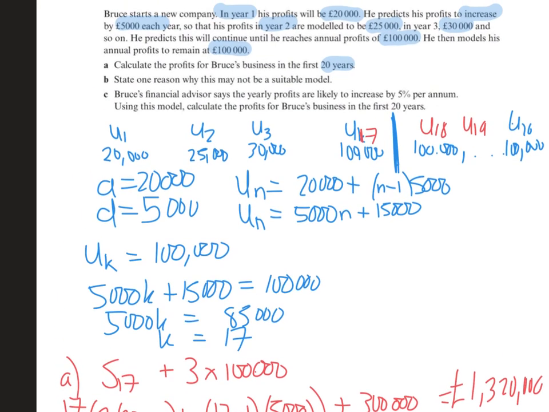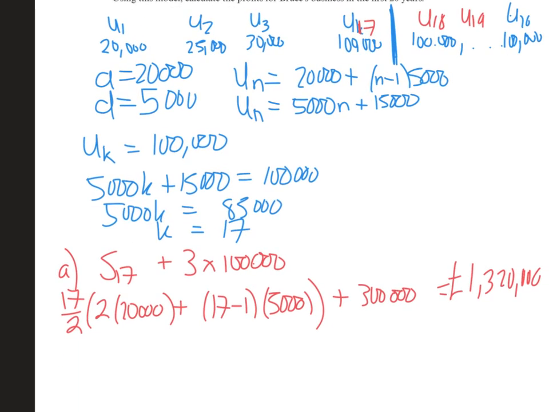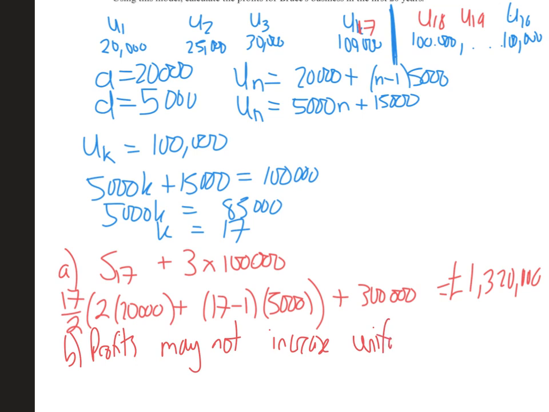Okay, B. State one reason why this may not be a suitable model. Well, here the profits are rising at a constant rate. Profits may not increase uniformly. If it's a new business, it might get profits slowly, then it might gradually get bigger.